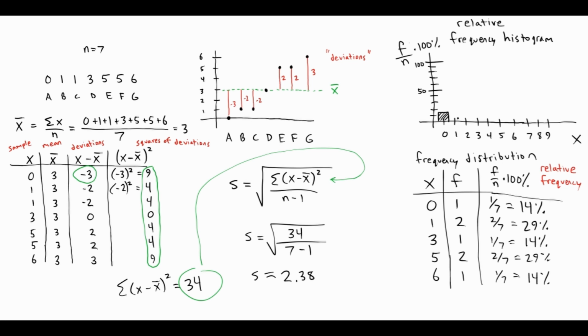The 1s occupy 29% of the data. There's a single 3, which is 14% of the data. 2 5s, 29% of the data. And then just 1 6. So that's a histogram, which is a visual picture of our data. And as we can see, there's a little bit of spread to the data.